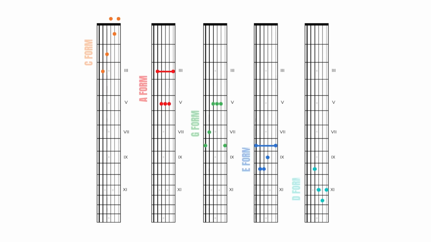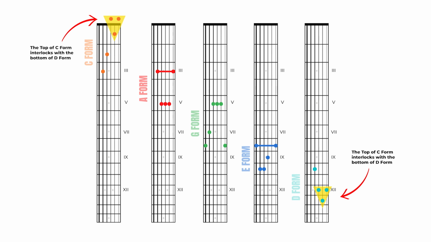You can also see that the D form and the C form actually overlap and they interlock. And they do this because the forms of the C.A.G.E.D system cover 12 frets of the neck before repeating. And so by the time we get to the bottom of D form, that little triangle shape overlaps with the top of C form and the whole pattern starts again.